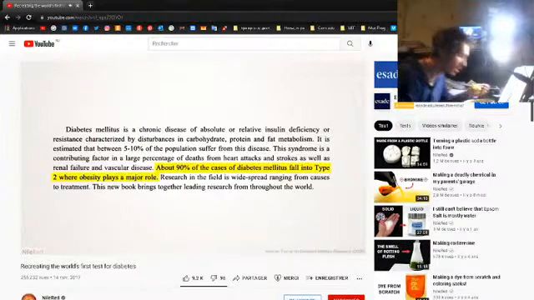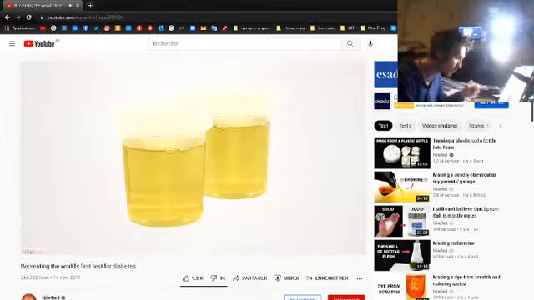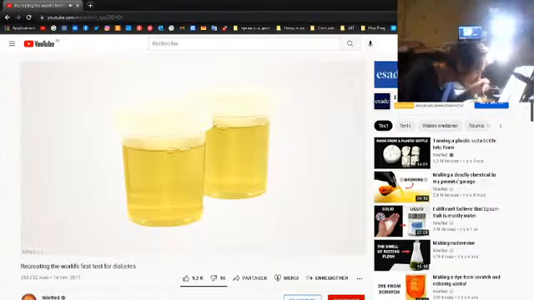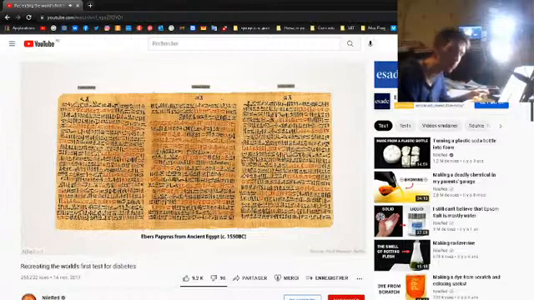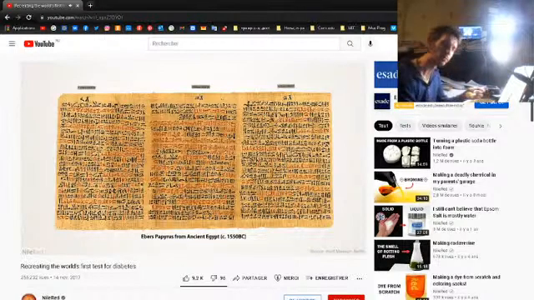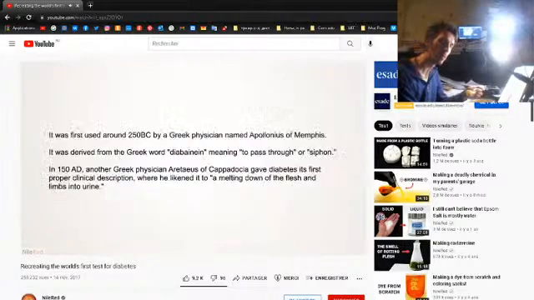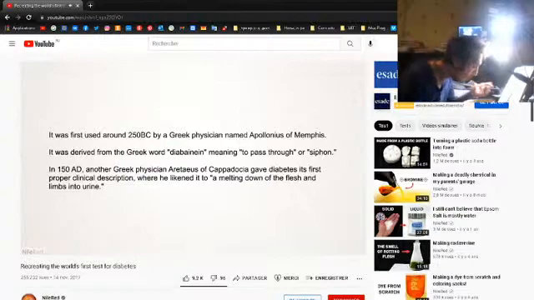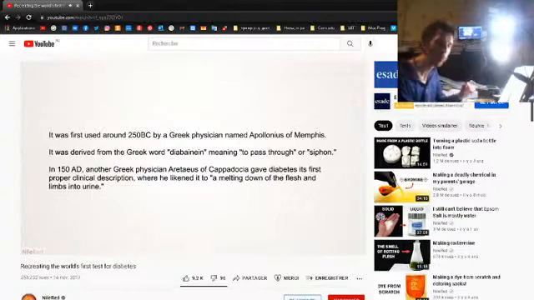In any case, out of all these forms, type 2 is the most common, representing about 90% of all diabetes cases. All types, though, share one major and obvious symptom, which is increased urination. This was first recognized by the Egyptians and the Indians way back in around 1500 BC. Then, 1,000 years later, in around 250 BC, a Greek physician coined the term diabetes.